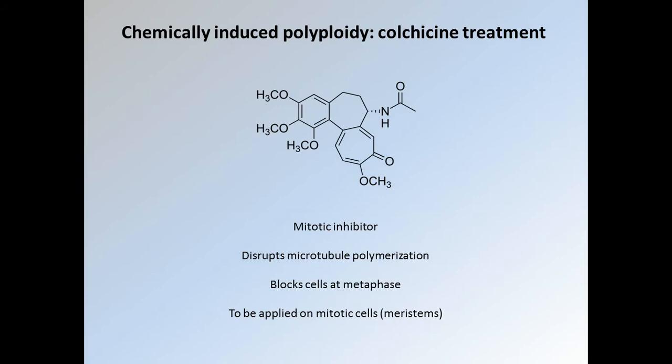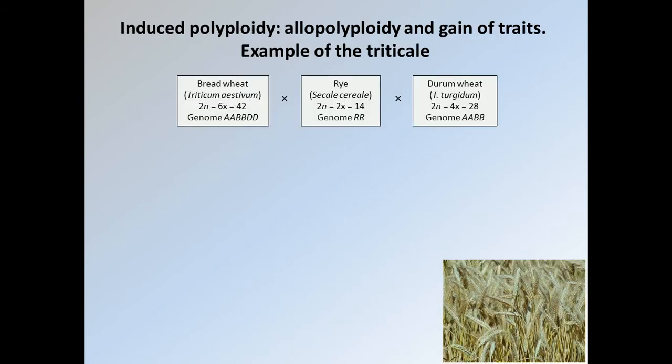And then how you do that, you just apply this chemical compound on mitotic cells, more precisely meristems, and as we discussed, shoot meristems lead to flowers and then to the next generation. So if the meristem is tetraploid, the progeny will also be tetraploid. And that's what we call synthetic polyploids.